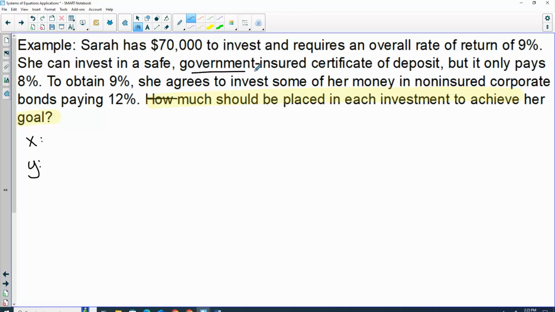Right. We have the government insured one, that's 8%, and the non-insured one, that's 12%. 9% is our goal, right? That's what we want, but we're investing some at a lower one and some at a higher one in order to get an average of 9. So you can label x and y however you want. You could say insured and non-insured. You can use the 8% or 12%, however you want. So it's the amount of money I'm investing in each of those things. So the first thing I know is we have $70,000 to invest. So what would my first equation be?